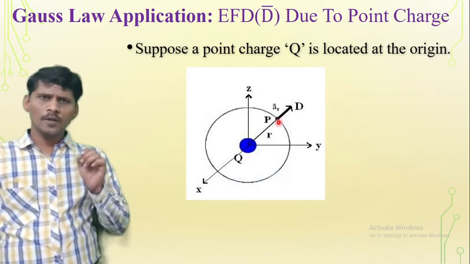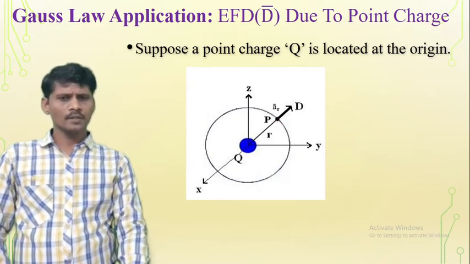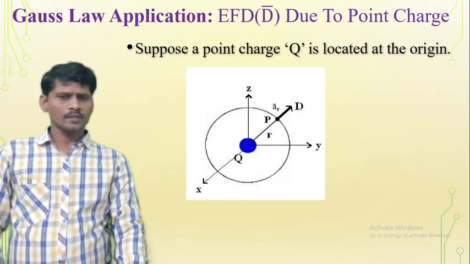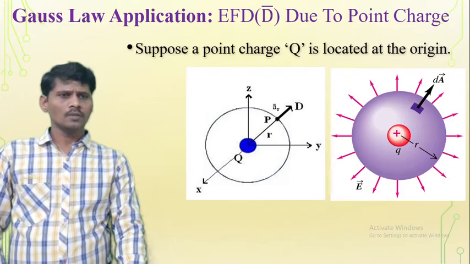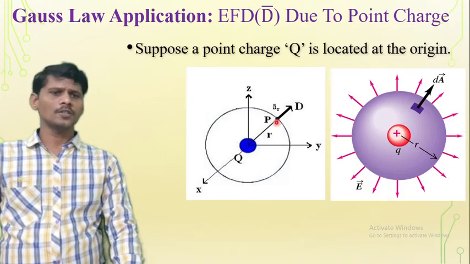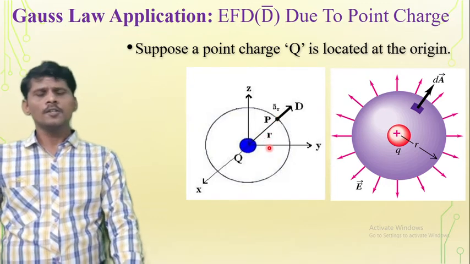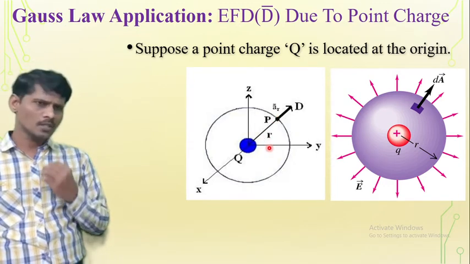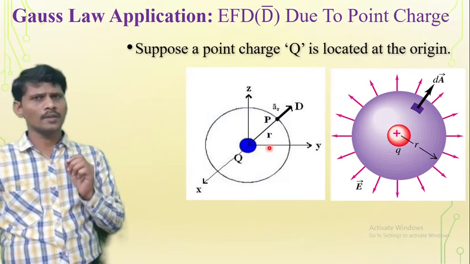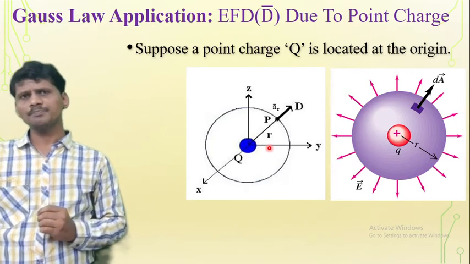Okay, suppose a point charge Q is located at the origin, which is shown in the figure. Consider the Gaussian surface around the charge Q. So draw the line from origin to the point P. From origin to the point P, the distance is r, which is the radius of the sphere. At that point P, the direction of the electric flux density is always moving radially outward direction.